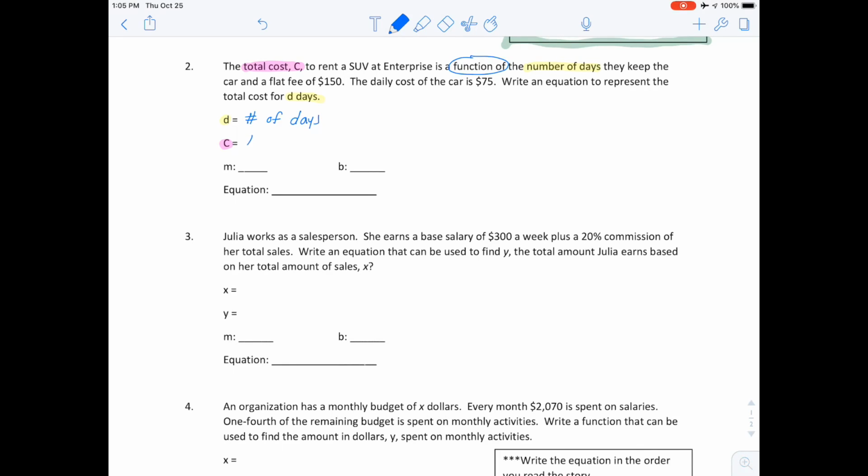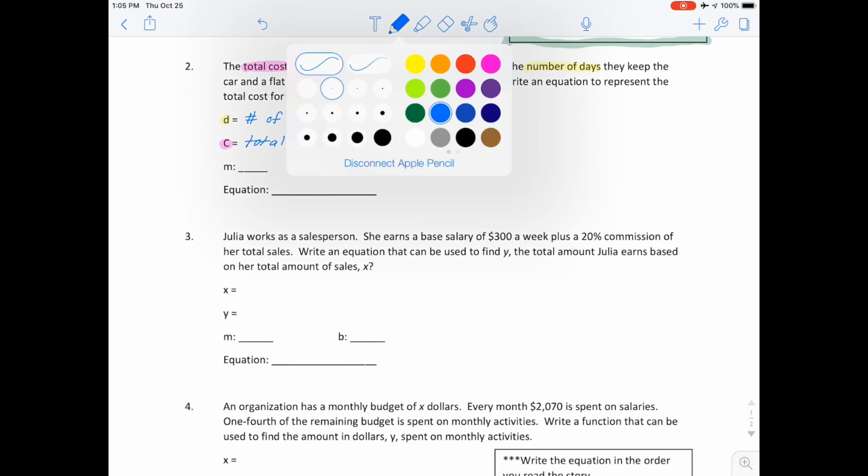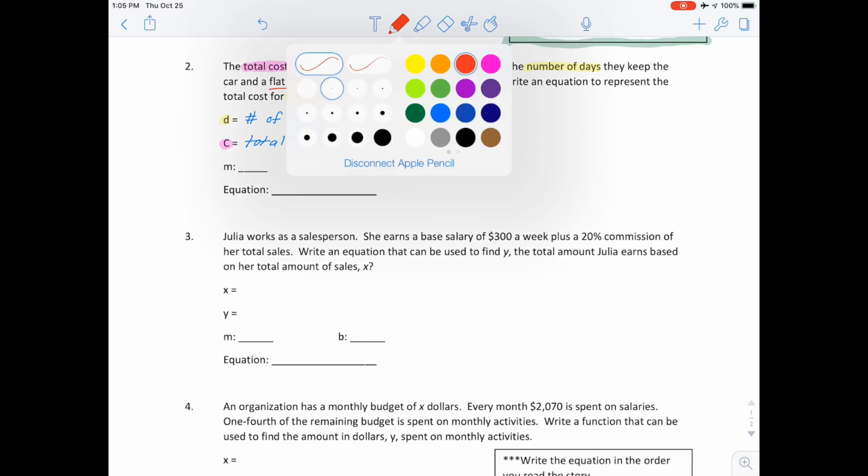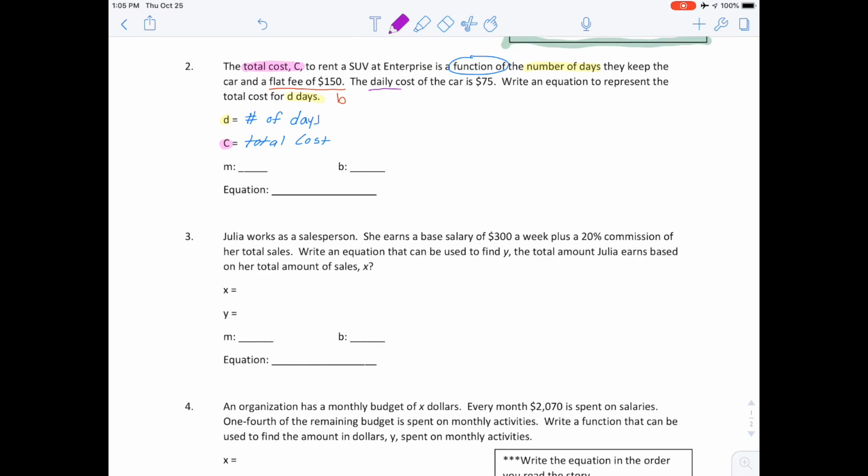And C is the total cost. All right, so again, if we're looking, we've got two different things here. Here's that word flat fee again. So that's going to be my y-intercept. And then we have the daily cost of the car, which is $75. We don't know how many days they're going to rent it for, but it's $75 for each day, right?